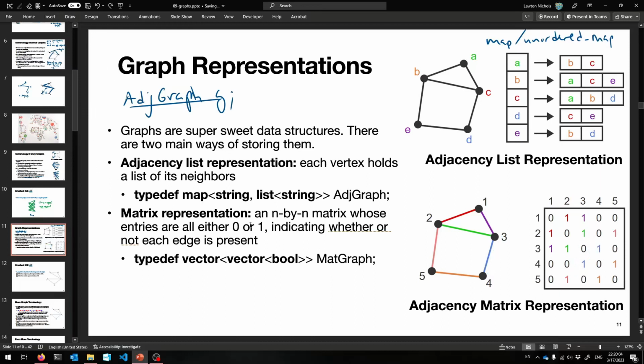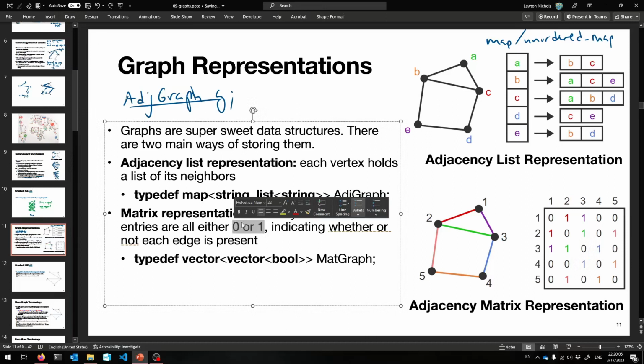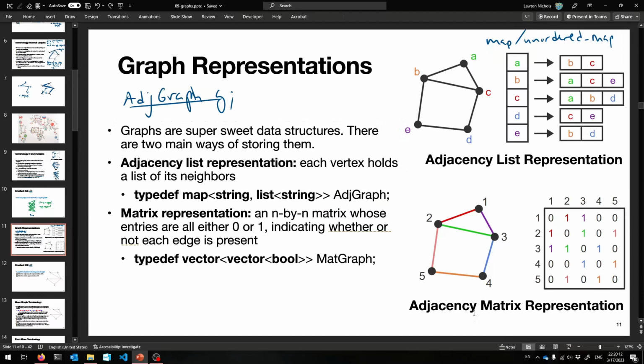So it's an n by n matrix. All of the entries are either 0 or 1, a 0 if that edge is there, a 1 if it's not there. Okay, so that's an adjacency matrix representation of a graph, and it's essentially a 2D array. It's a vector of vectors, for example, all right?